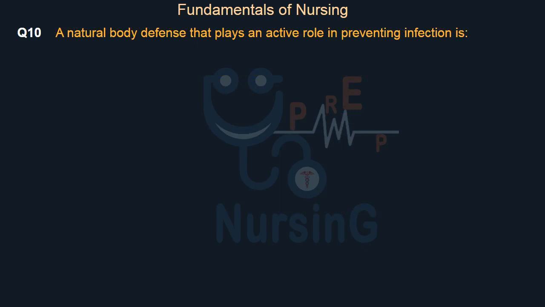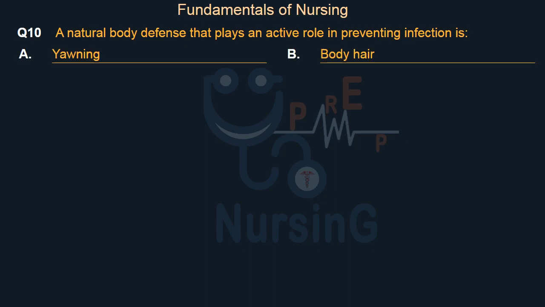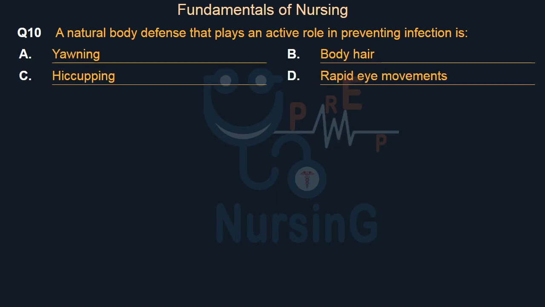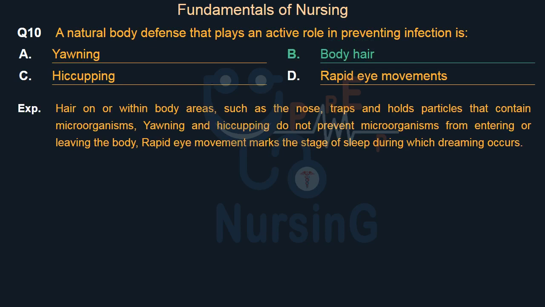A natural body defense that plays an active role in preventing infection is option A. Yawning. Option B. Body hair. Option C. Hiccuping. Option D. Rapid eye movements. Right answer is option B. Body hair. Hair on or within body areas, such as the nose, traps and holds particles that contain microorganisms. Yawning and hiccuping do not prevent microorganisms from entering or leaving the body. Rapid eye movement marks the stage of sleep during which dreaming occurs.